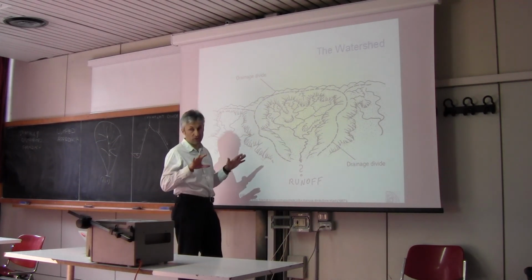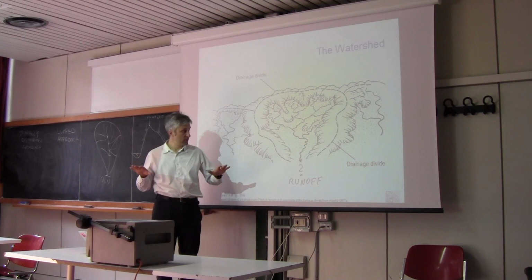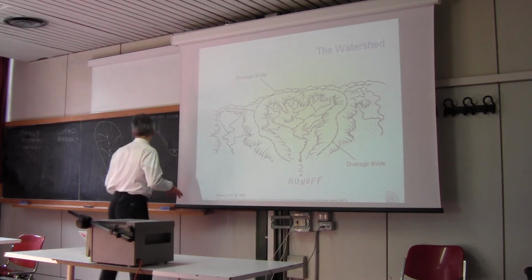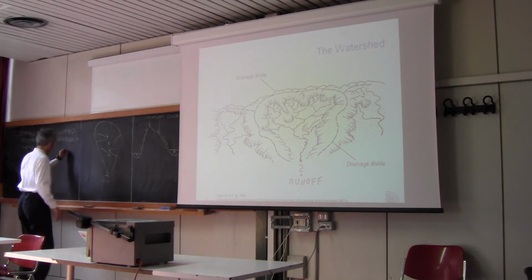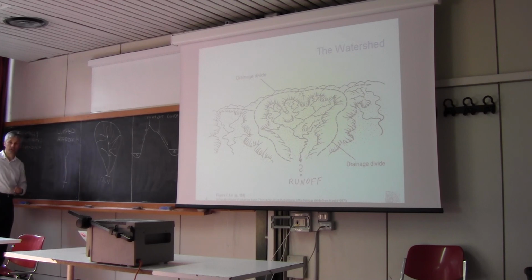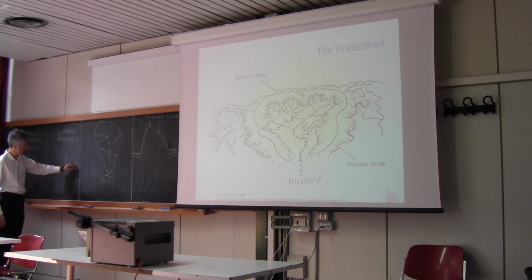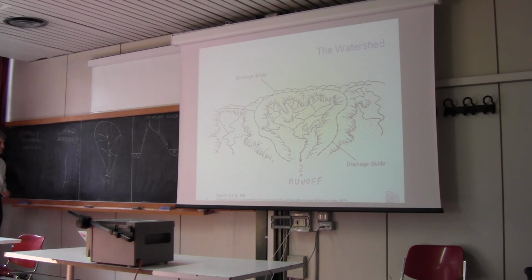If we have a sufficiently detailed topographical map, it's relatively easy, starting from a given river cross-section, to follow the catchment divide. It's relatively easy. This is the classical way to estimate catchment surface.